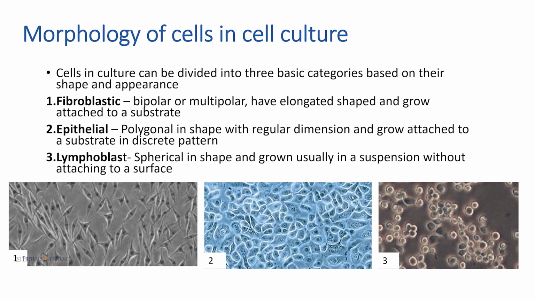Cells can be divided into three basic types based on their shape and appearance in cell culture: fibroblastic, epithelial and lymphoblast. So fibroblastic cells will appear bipolar, elongated, and they grow attached to the substrate. In epithelial, the cells are polygonal and they also grow attached to the substrate, but there will be a pattern of growth seen in the epithelium. And lymphoblasts are spherical in shape, usually in suspension. So they do not attach to the vessel or to any substrate. They will grow in suspension.